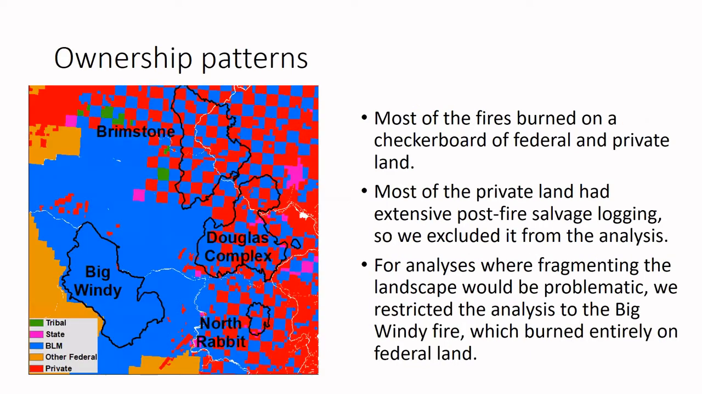So real quick, I don't want to spend a lot of time here. This is what the ownership looks like for these fires. The blue is federal land, the red is private land. Pretty much the entirety of the private land had a salvage harvest after the fire and is basically unusable, because all we know is the trees are gone and we don't know which ones died and which ones got cut down while they were alive. So I'm going to be focusing exclusively on the federal land, where I saw no evidence of post-fire salvage harvest.